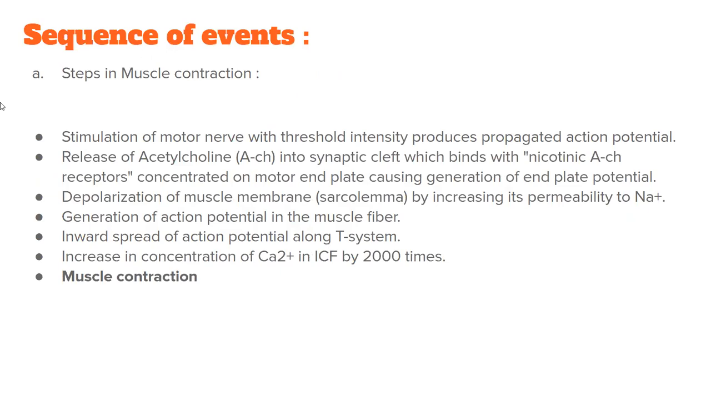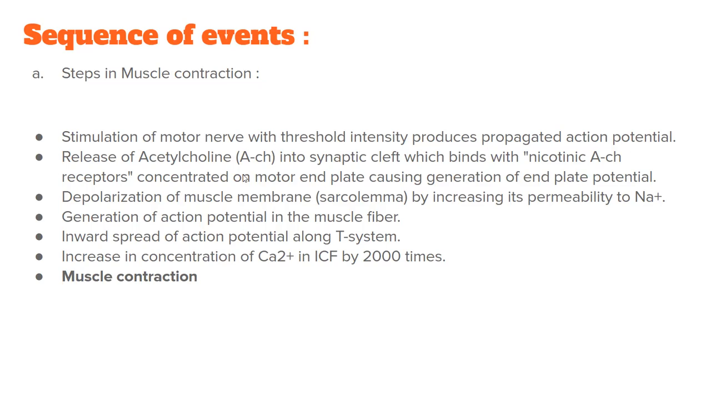So on a basis, this is quite simple. We have a stimulation of motor nerve with threshold intensity. That is, the impulse, the action potential that is generated should reach above the threshold. I told you it should be 30 to 40. That is, from minus 90, it has to go to minus 50 or minus 60 to minus 40 for it to generate an action potential, that is, cross the threshold.